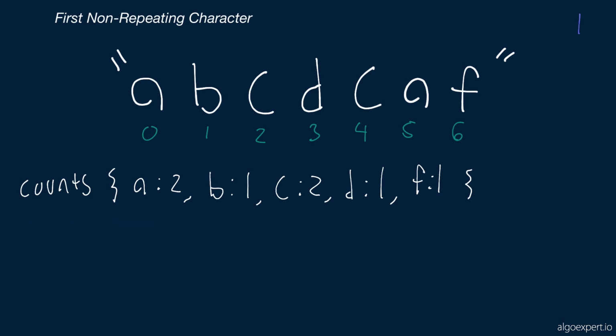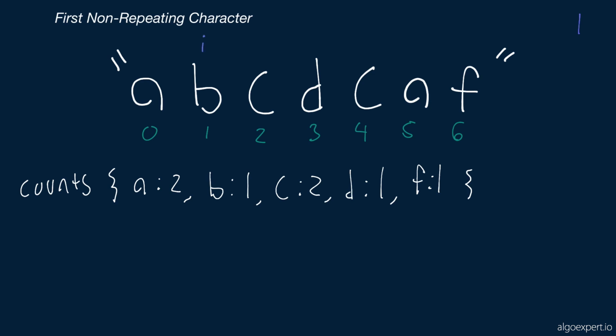All right, so now that we've done that, all we're going to do is loop through this string one more time. This time, when we loop through the string, what we're going to be doing is checking the frequency of these characters in the hash table. And so what we'll do again is we'll start our iterator I at A, and we will then check A in the hash table and see what its frequency is. We see the frequency is 2. That means this character does repeat, and so we move I over.